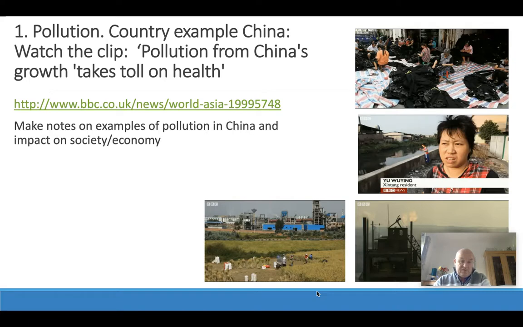The first one obviously is pollution, and again using China as an example. Watch the clip that's included there, which gives an idea of just how pollution from China's growth has taken a toll on the health of a number of its residents. And again, take some notes based on the link there.